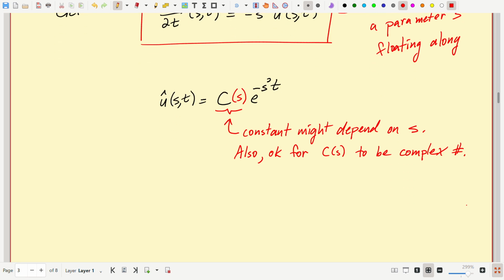Well, now the problem is we've reduced the problem to figuring out what that C of s is. And the key to that one is the initial condition. So the next step: get C of s from the initial condition.